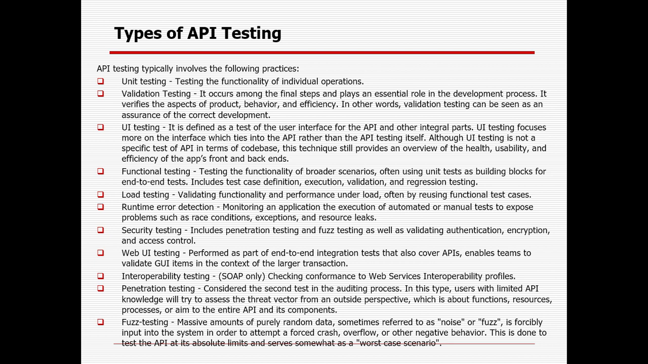Then the fuzz testing, the last testing type of API testing is fuzz testing. So a massive amount of purely random data, sometimes referred to as noise or the fuzz, is input into the system in order to attempt to force a crash, overflow, or other negative behavior. This is done to test the API at its absolute limit and serves somehow as a worst case scenario.